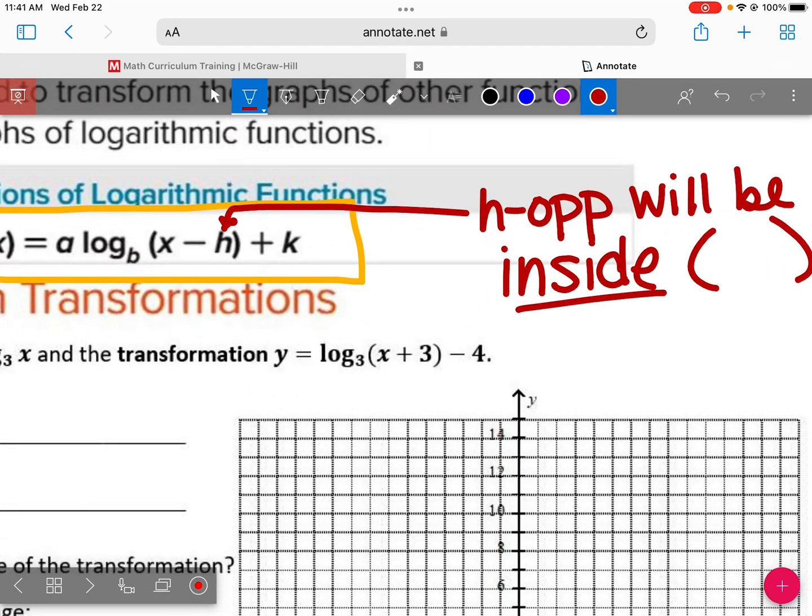Where's K? At the end. Inside parentheses? No. Never inside parentheses. If you have parentheses, the number inside will be your opposite. Use it to find H. So if it's negative, it's positive. If you don't have any parentheses, but you see a plus or a minus on the end, it's K. It's never H unless it's inside parentheses. So far, so good? All right.